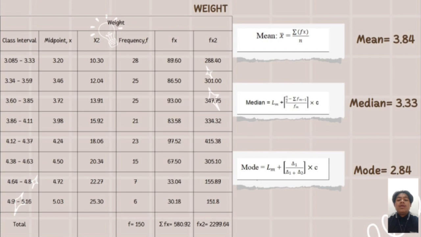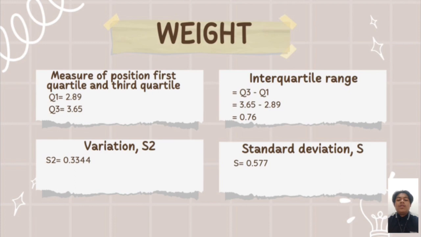Next, I will explain about weight measure, which is the mean is 3.84, the median is 3.33, and the mode is 2.84, while the first quartile of the weight is 2.89, and the third quartile is 3.65, while the interquartile range is 0.76, and the last is variance of the weight is 0.3344, and the standard deviation of the weight is 0.577.